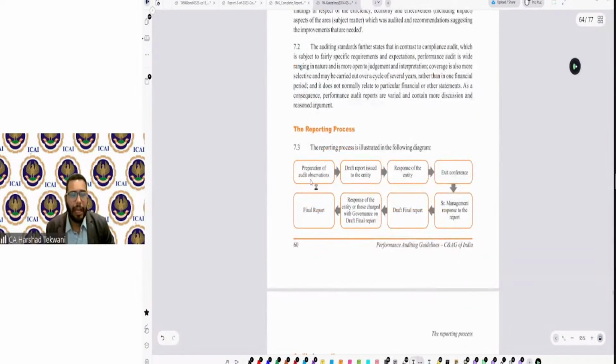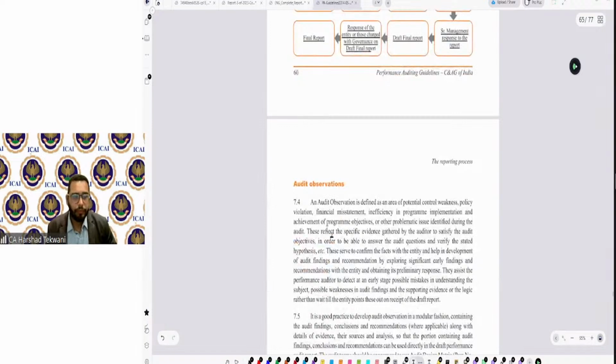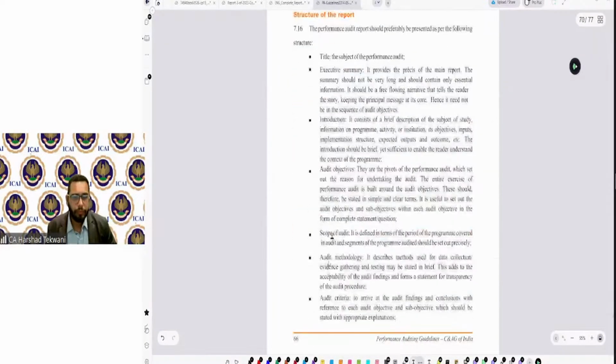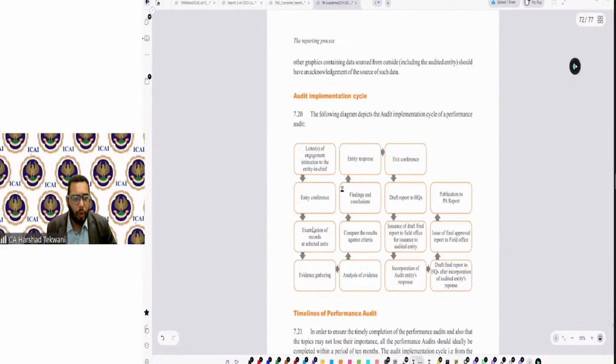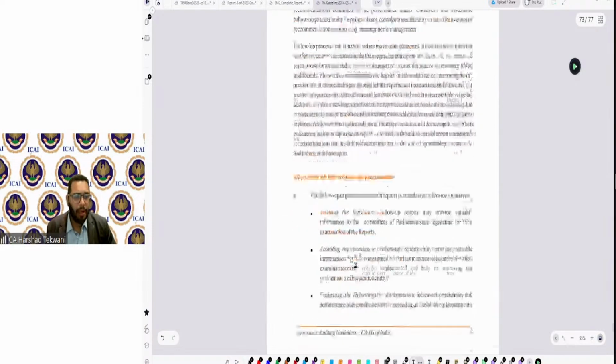Reporting process: preparation of the audit observations, and the draft report is presented to the entity. You get the response from the entity. You prepare an exit conference. Then the senior management response to the report is there. You finalize the draft final report. Then you submit your report, with the response given by the government, to the CAG. Again, this is the whole audit implementation cycle, from the start to the end of the audit.